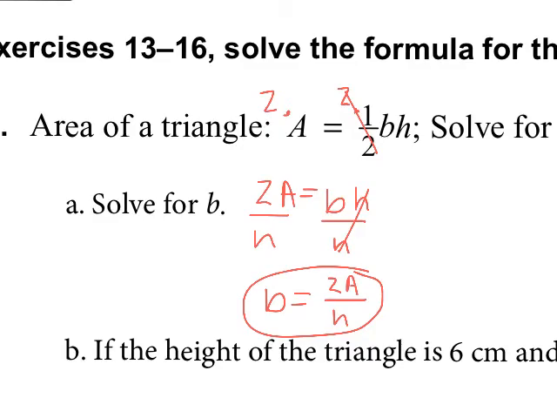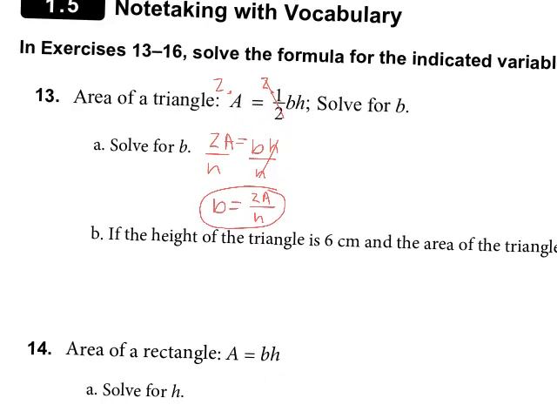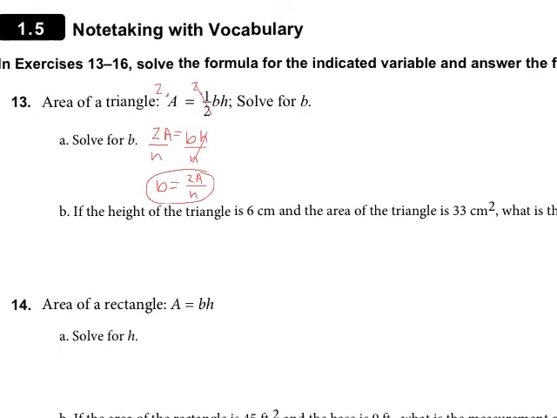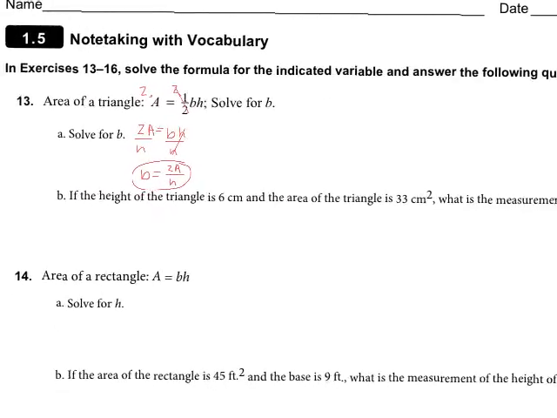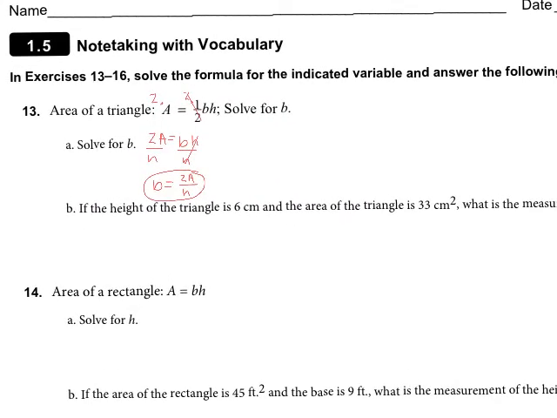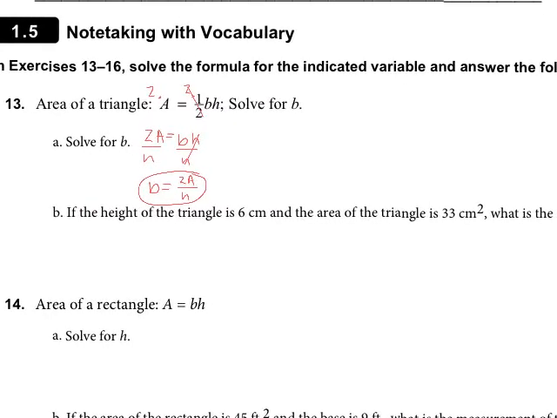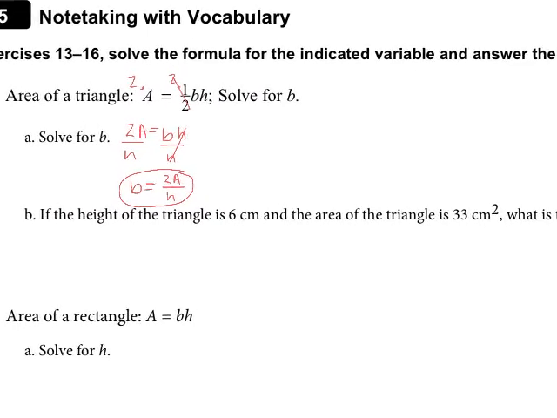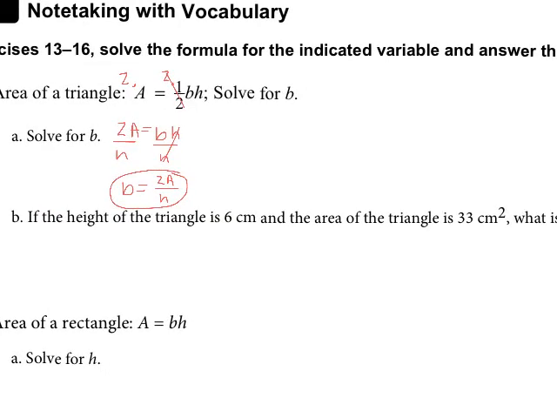Okay, so now I've solved it for b. Let me zoom back out here. It says, if the height of the triangle is 6 centimeters and the area of the triangle is 33 centimeters, what's the measurement of the base? So that's perfect. Our formula is solved for the correct thing because we're trying to find the base. All I need to do is plug in 6 for the height and 33 for the area. So b equals 2 times the area, which we know is 33, over the height, which we know is 6.